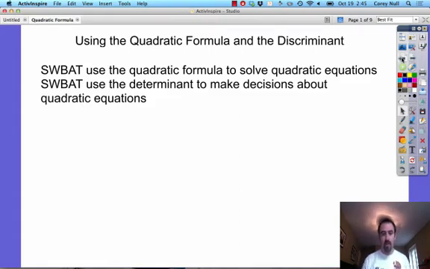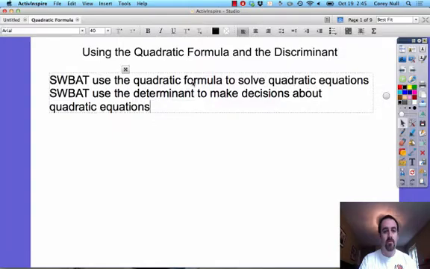Alright, we're going to look today at using the quadratic formula and the discriminant. Several of you have probably done this before. That's great. Should be a little bit of review and hopefully something a little bit new and insightful. So our two objectives are to use the quadratic formula to solve quadratic equations and to use the discriminant to make decisions about quadratic equations.